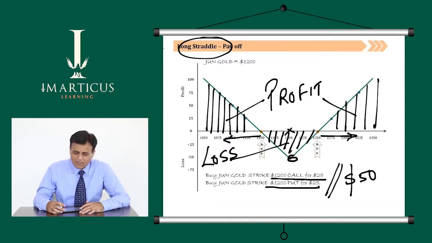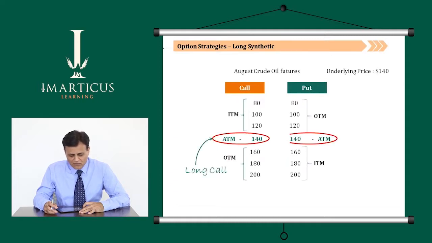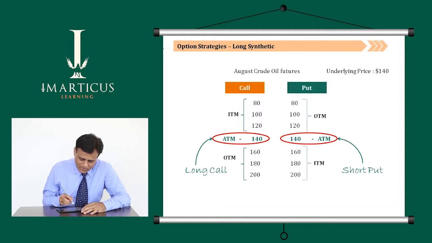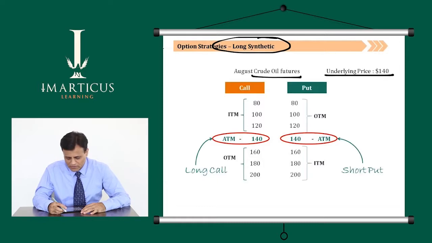Let's take another example of another strategy wherein we would now be going long on the call but going short on the put. This strategy is called the long synthetic. What I have here is the underlying crude oil futures. The underlying price is $140. Now I know currently the price is roughly around $100, and in no way am I trying to predict the prices to be going to $140. This is just a hypothetical example.